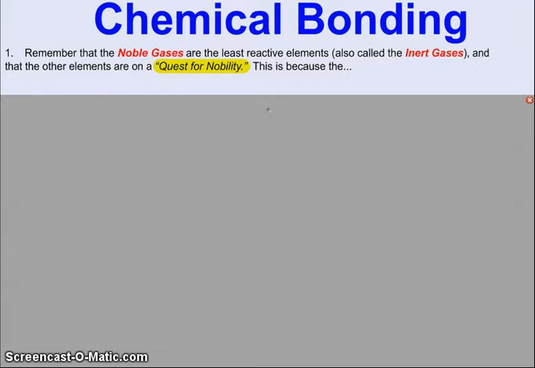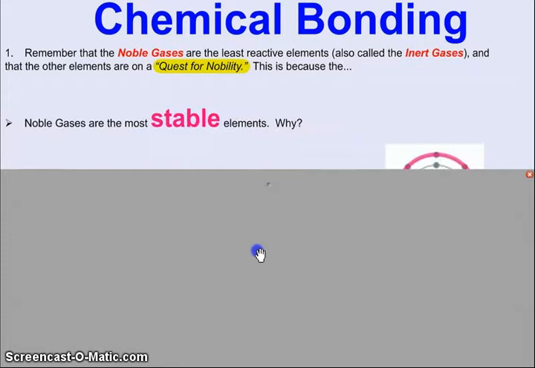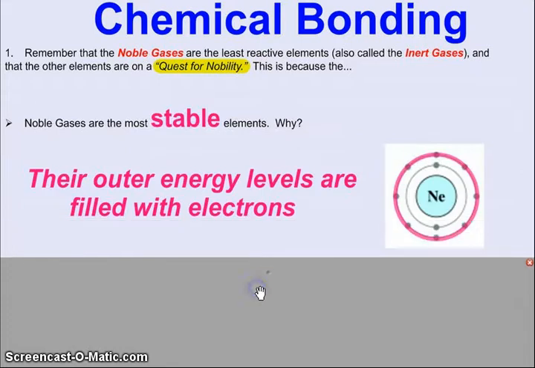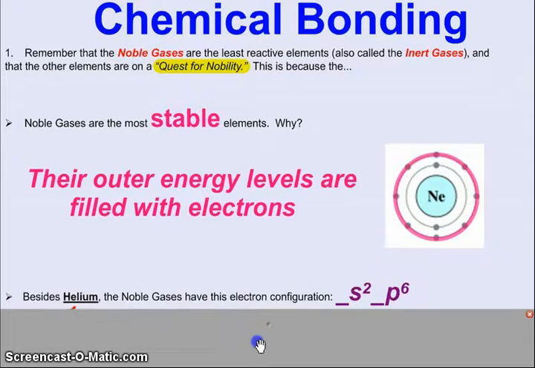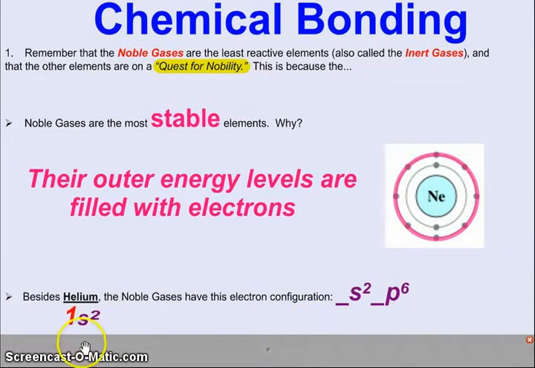But first off, remember that the noble gases are the least reactive elements. They're also called our inert gases. All the other elements want to be like them, stable, and that's why they are on this quest for nobility. And as it says, the noble gases are indeed the most stable elements. Why? Because their outer energy levels are filled with electrons. Remember that that magic number is 8, except for helium. Helium only has 2 valence electrons because the first energy level can only have 2 electrons.